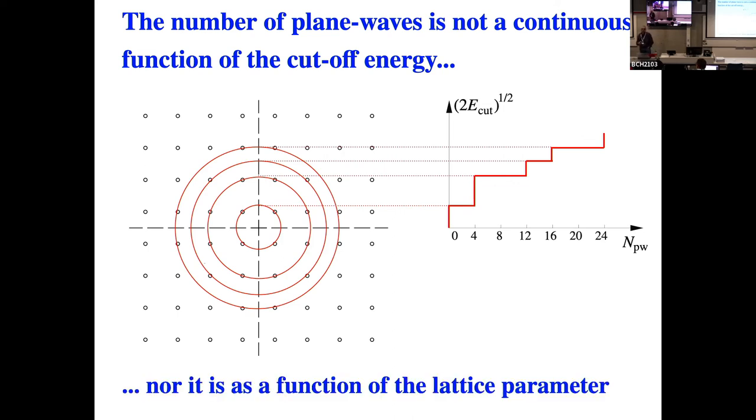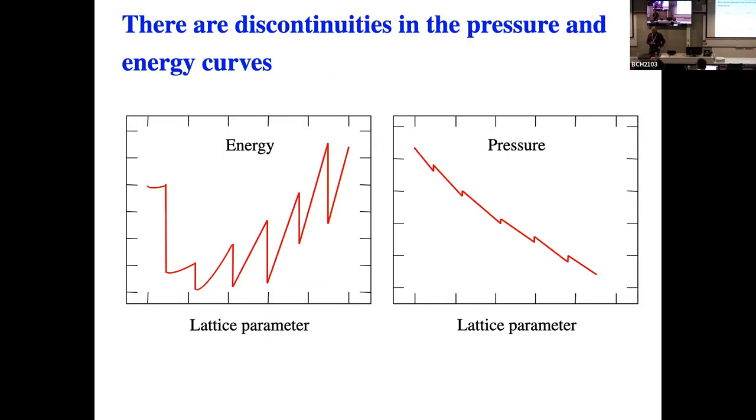And that's the same when you change the lattice parameter, because the size of your reciprocal lattice is changing. So the number of points that enter into the sphere when you change the lattice parameter is going to change discontinuously. If you do a plot by fixing the cutoff, using points in the lattice parameter that are close to one another, you will see this kind of sawtooth shape, because you are changing the number of plane waves in each of the curves here, and you would see the same at the threshold.